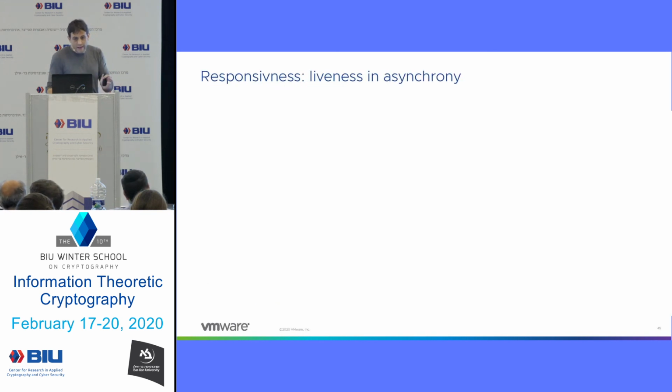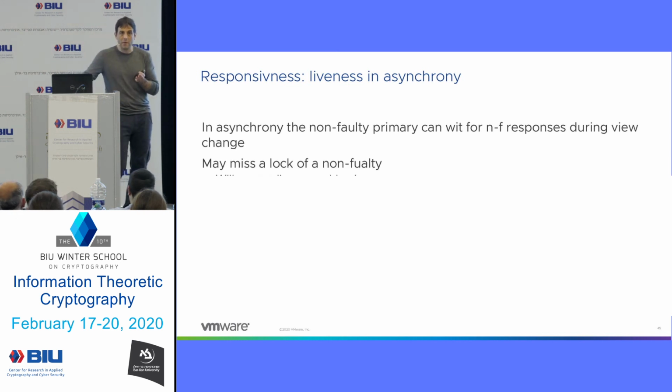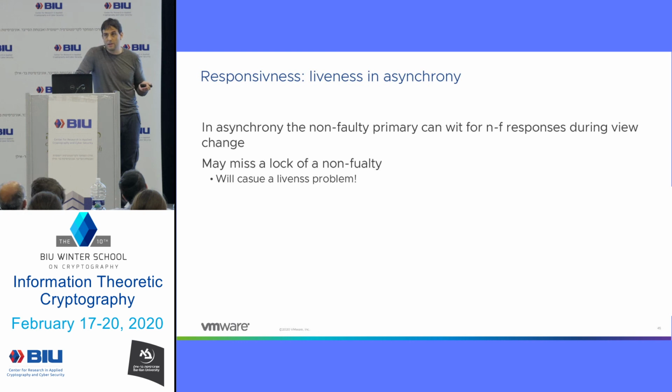Yeah, so one last twist is we would like to obtain liveness in asynchrony. And so this is maybe slightly harder, because in asynchrony, it might be that a non-faulty primary will miss some locks, because it can only wait for n minus f responses. So it might not hear from an honest replica, and so it might not choose the highest locked value. And so what is the solution?